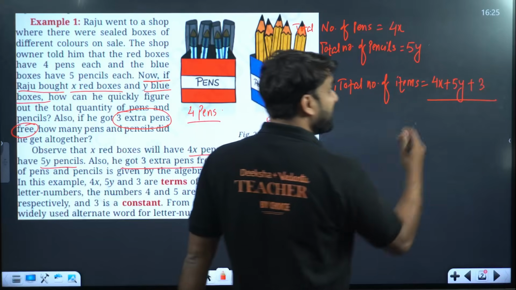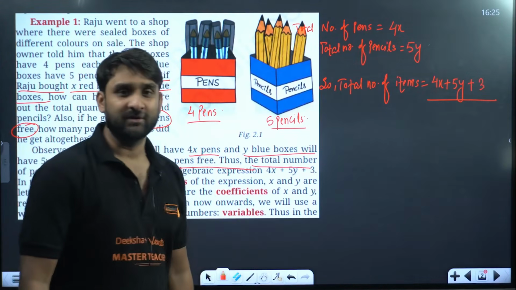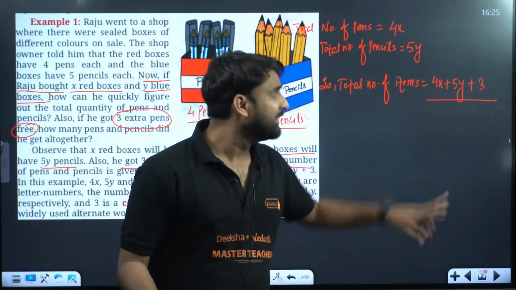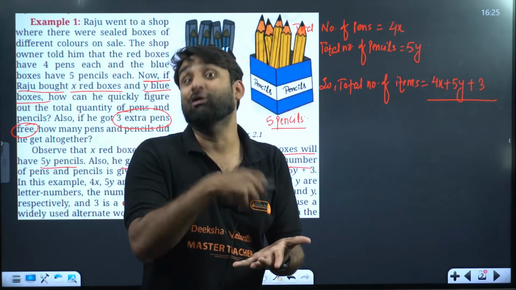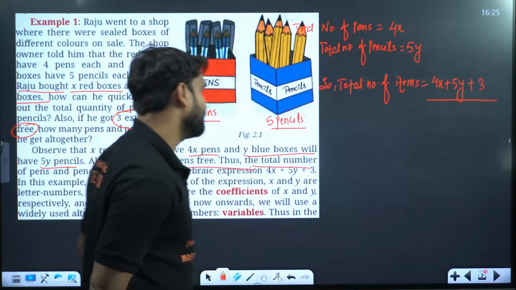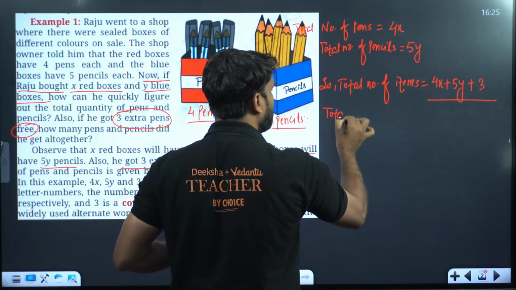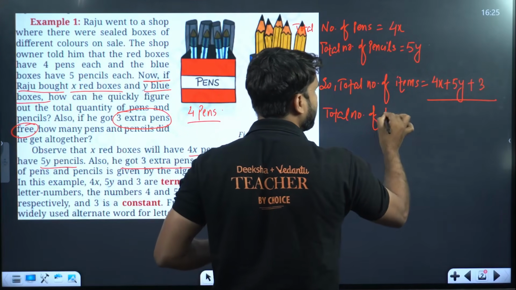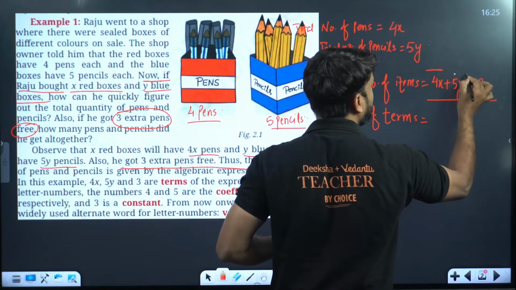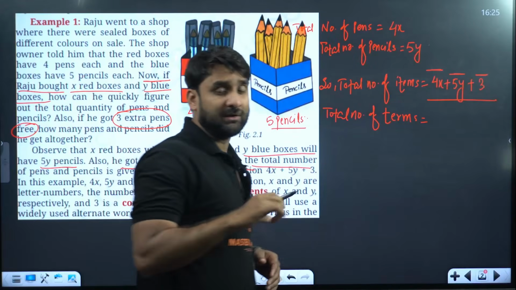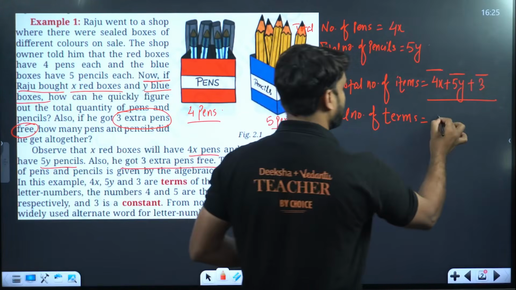Why a polynomial? Because X and Y are variables, and 4, 5 and 3 are the constant terms. But here 4 and 5 are also coefficients, because 4 is connected with X and 5 is attached to Y. So 4 and 5 are the coefficients and 3 is a pure constant. My dear champion, how many terms are there here? Total number of terms: 1, 2, 3. These are called terms. The parts which come between plus and minus signs are all terms. So the total number of terms is 3.